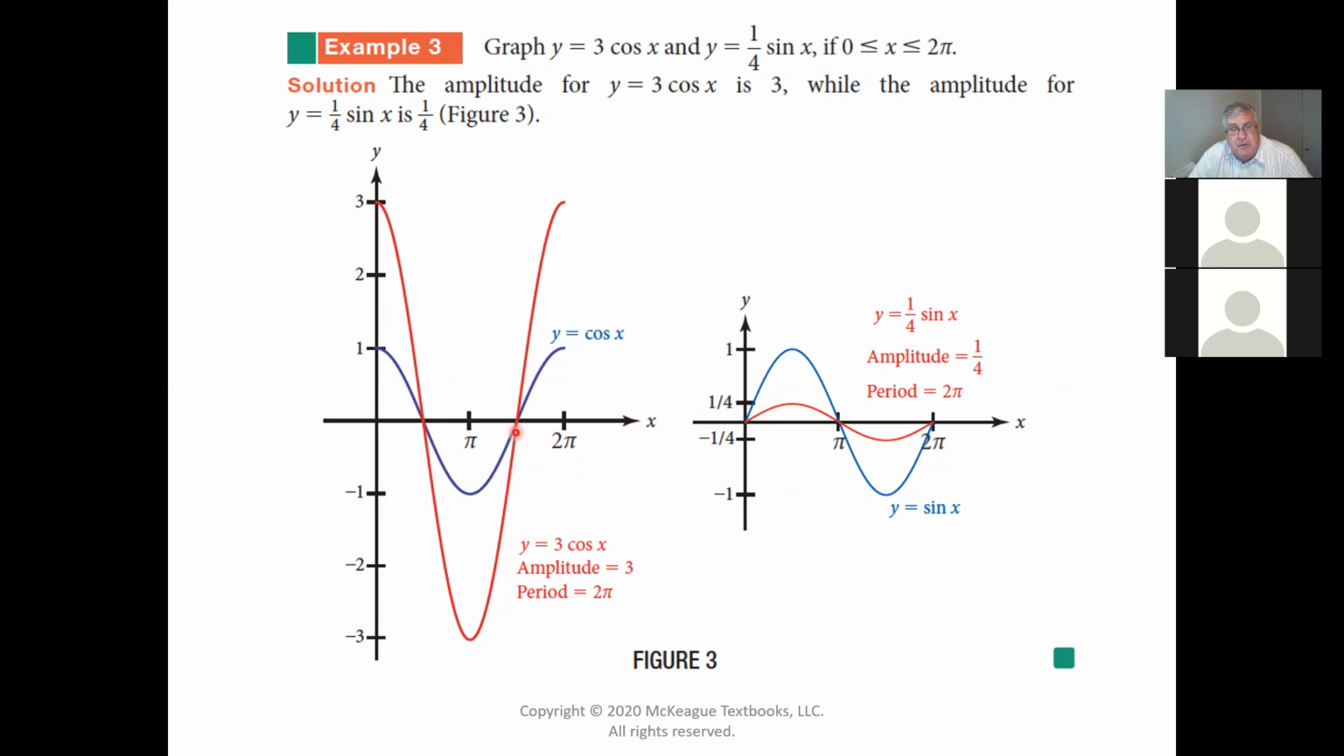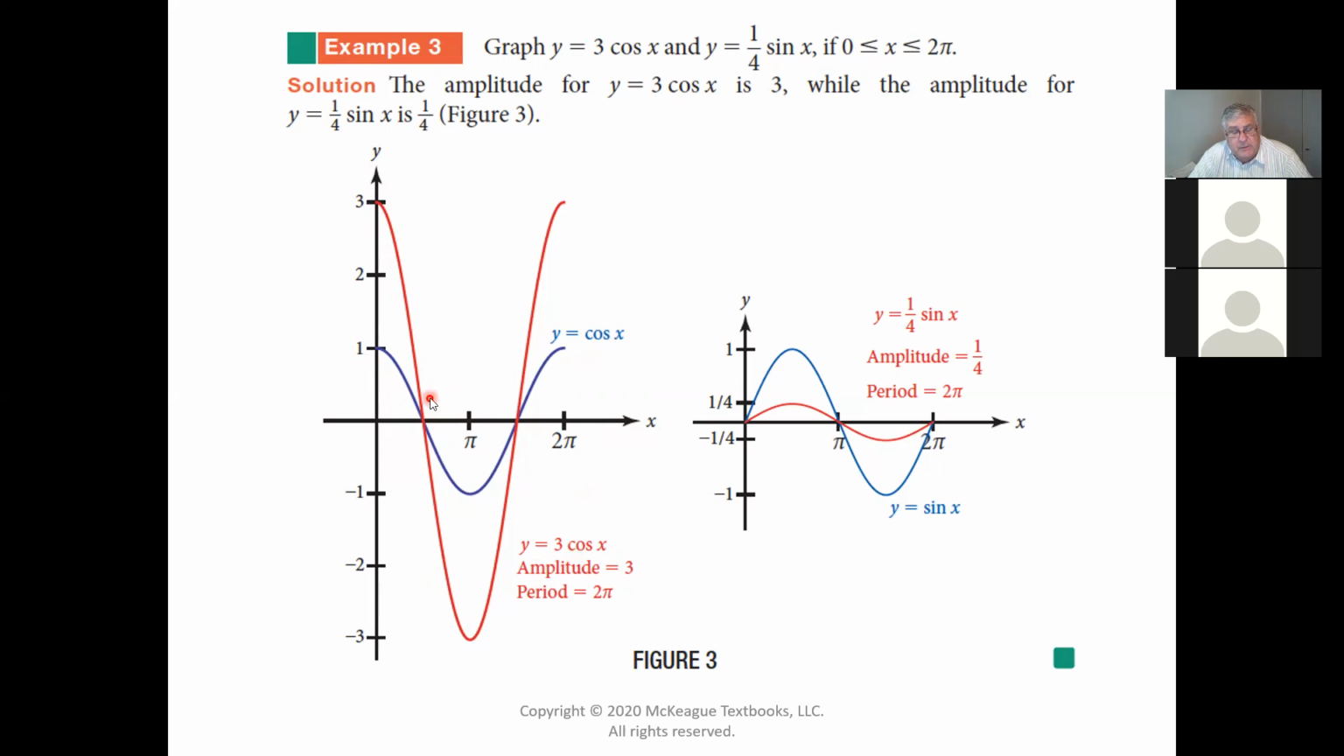Now, ladies and gentlemen, suppose you want to graph y equals 3 times cosine x. Well, the only difference between 3 cosine x and cosine x is that the y coordinates of 3 cosine x are going to be 3 times the y coordinates of y equals cosine x. In other words, the amplitude of the red graph, which is y equals 3 times cosine x, now becomes 3.